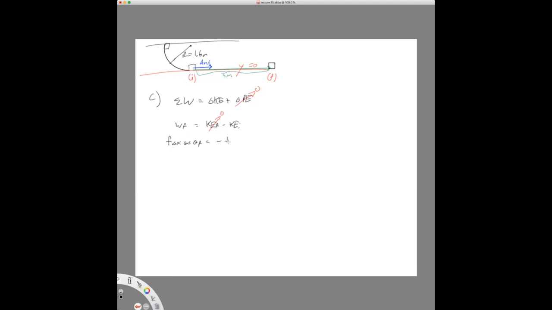Now, what is the theta friction? To see theta friction, we need to draw our friction vector into the picture, or at least visualize it. And hopefully we can see that the angle between the delta x and the friction is 180 degrees. So I have friction times delta x times the cosine of 180 equals minus 1/2 m v initial squared. Cosine of 180 is itself minus 1. So the minus signs are going to cancel.